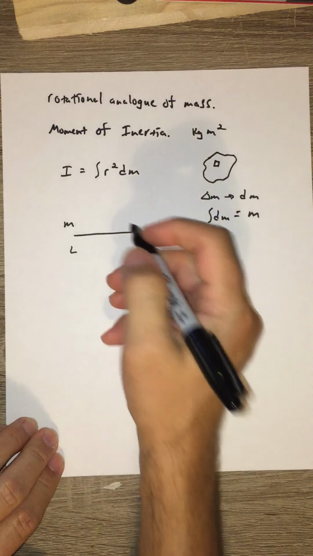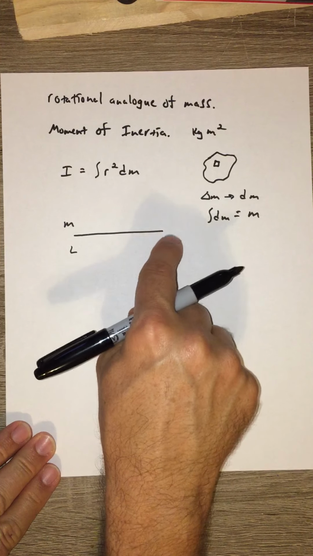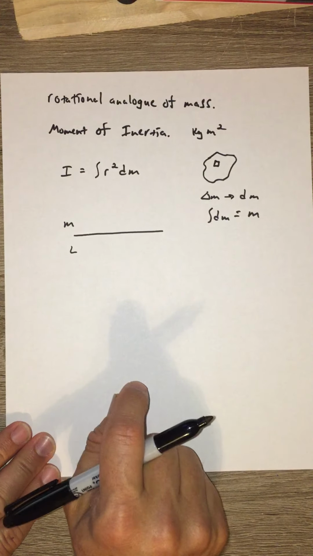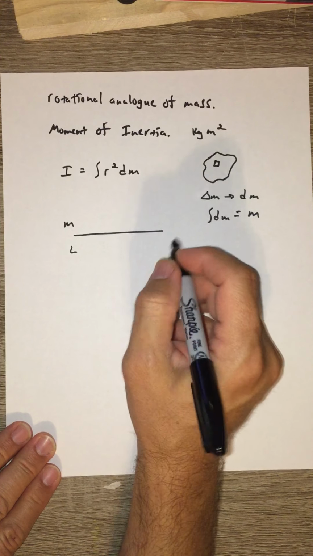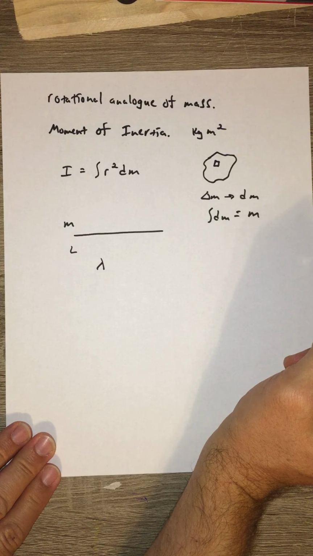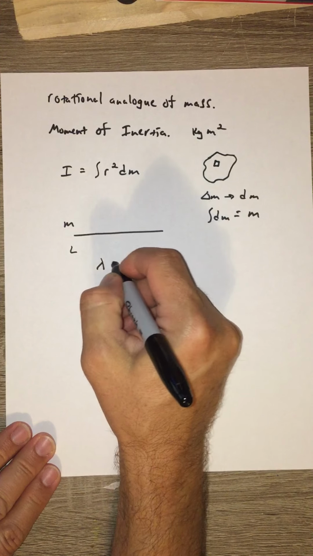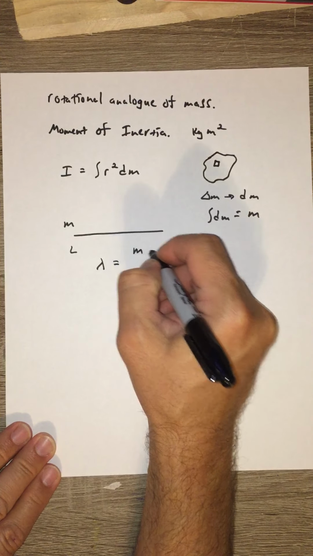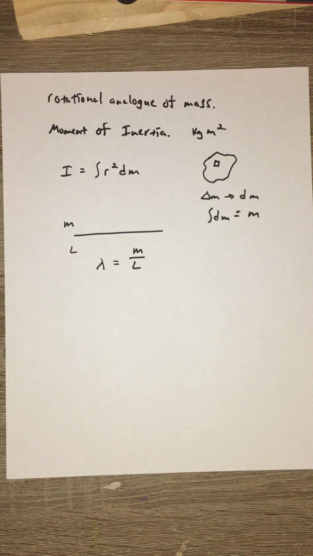Okay, what I can do now, assuming that this mass is uniformly distributed, right? One end of the wire is not bigger than the other end, it's just nice and straight. Assuming that's the case, I can form what's called the linear mass density. We use the symbol lambda, which is the Greek L, for linear. Linear mass density, which I'm going to define as the mass just divided by the length. It's the mass per unit length.